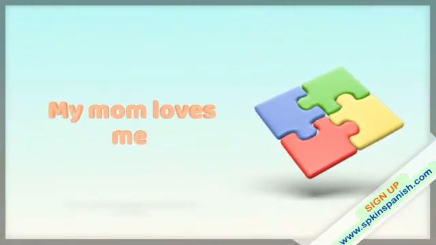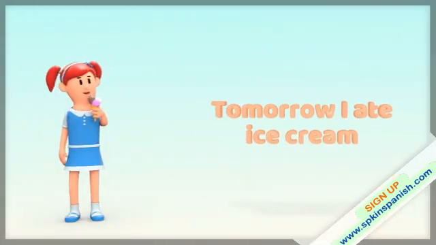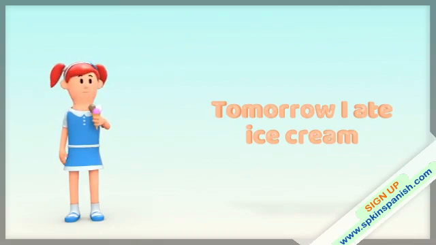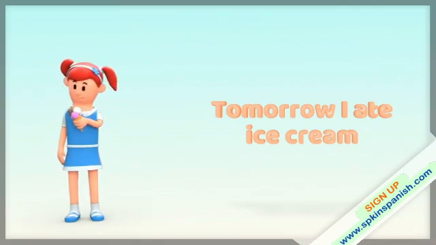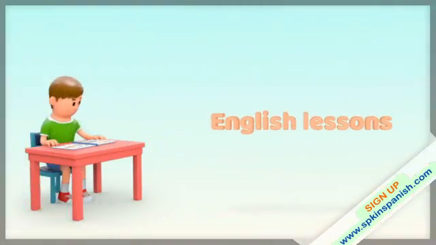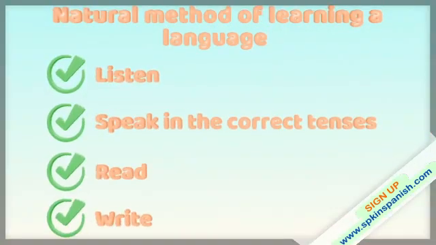But since you don't master all the tenses, you make mistakes like this. Tomorrow I ate ice cream, and your parents correct you, indicating that the right way is to say tomorrow I will eat ice cream, or yesterday I ate ice cream. Finally, you learn to read and write, and you learn the formal grammar of the language. In short, the natural process is like this.